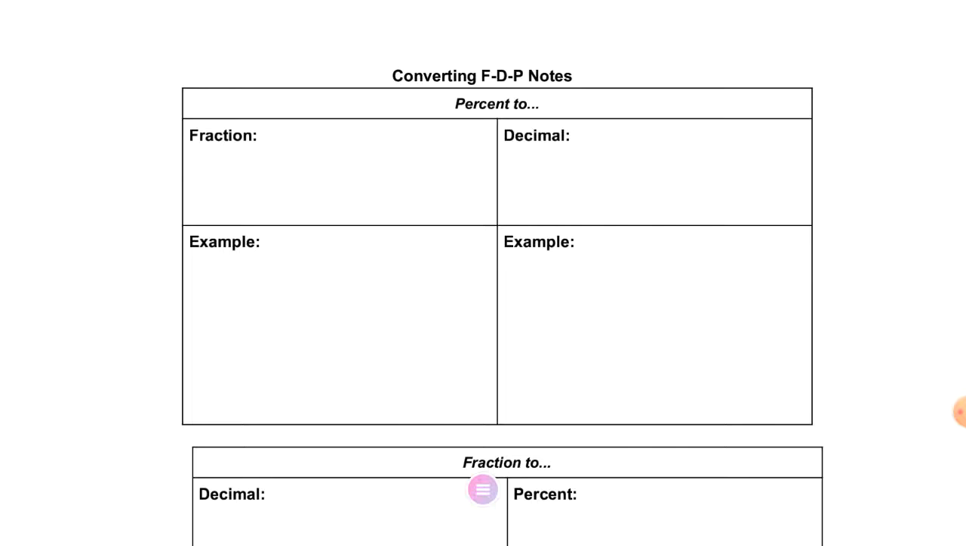So the first section, we're changing a percent to a fraction or a percent to a decimal. Does anybody know how to do either of these? If I give you a percent and I say, what is the fraction form of 18%? Does anybody know how to change a percent to a fraction? Okay, let's say you got an 18% on a test. 18 out of how many possible? 100. Percents are always out of 100.